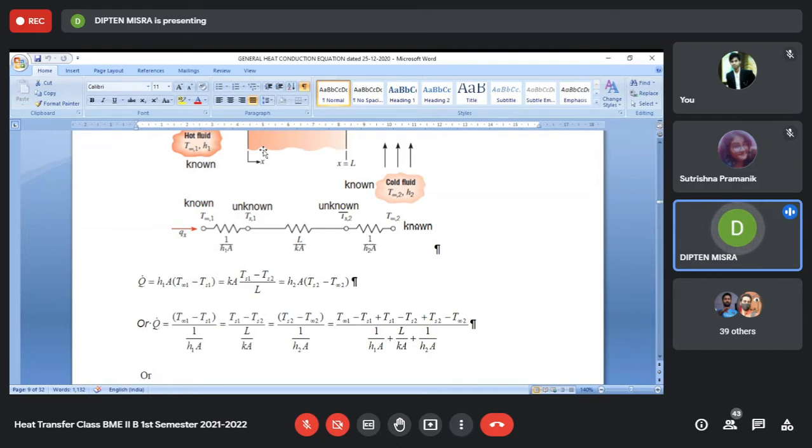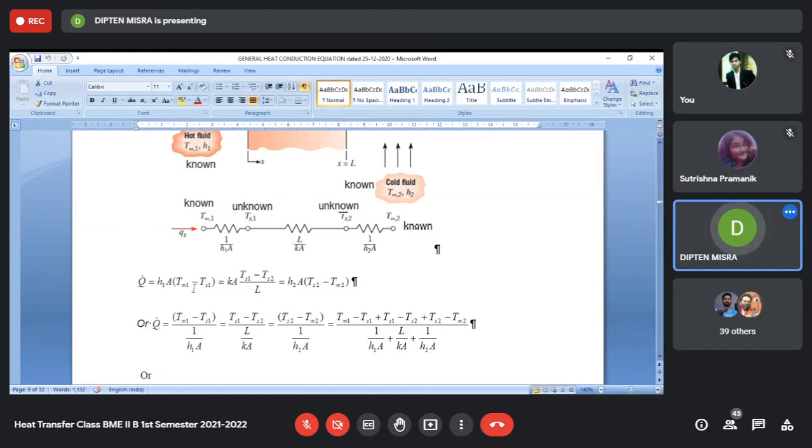So it may be something like 10, 20, at the most something like 150, 200. That is also very high under no phase change condition. The fluid does not change its phase from liquid to vapor or vapor to liquid, or from liquid to gas or gas to liquid. So there can be a wide range of values of H depending on the situation that we are considering.